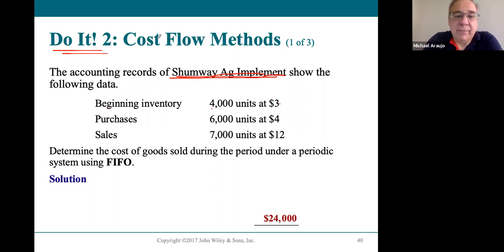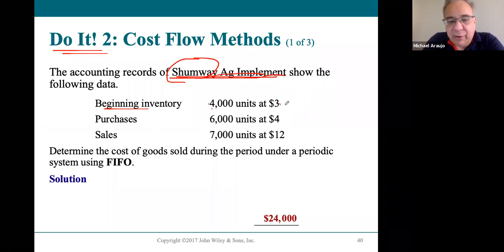Okay, good question. All right, so let's get back to Shumway. Anyway, we have beginning inventory, because this company started with already 4,000 units at $3. So they had $12,000 worth of inventory to start. Looks like they purchased another 6,000 units of inventory, but as you see, that went up to $4 a piece.